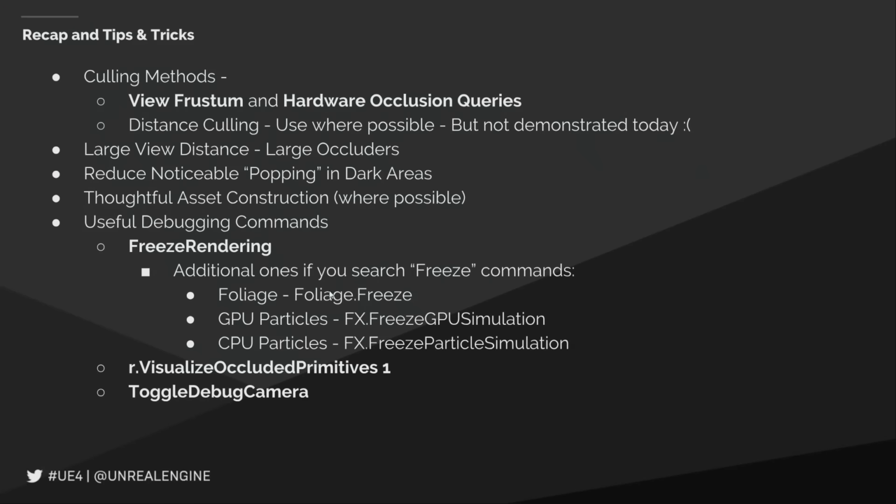So there's some additional freeze commands. Like if you search in the editor, you can find those for freezing foliage. I have these all listed in the doc as well. But you can freeze GPU simulation particles, CPU particles. Those can be useful as well, so that way you don't have a bunch of stuff.